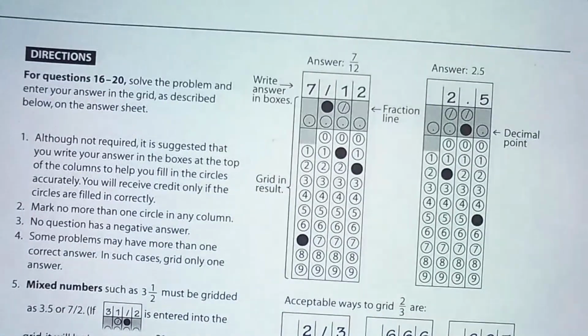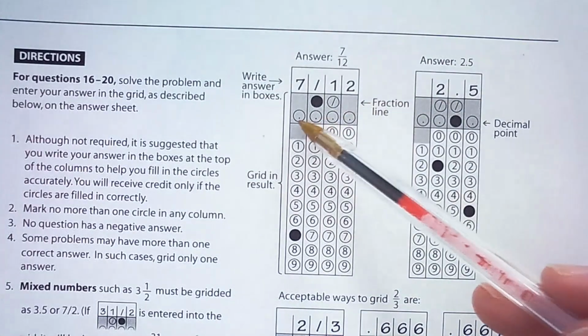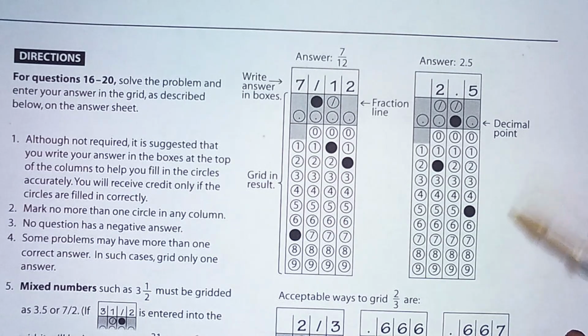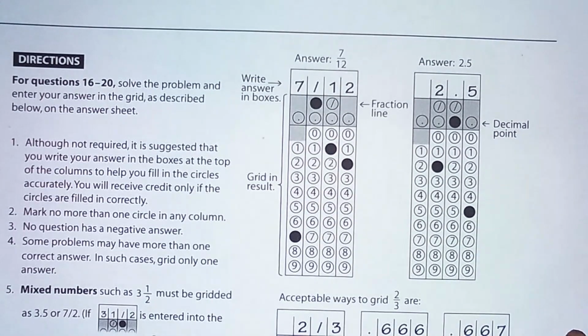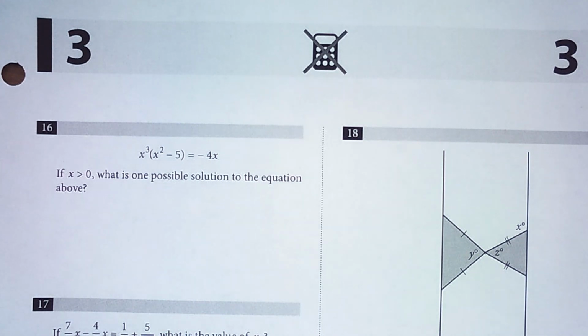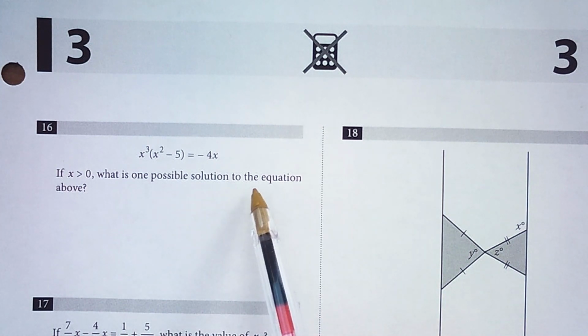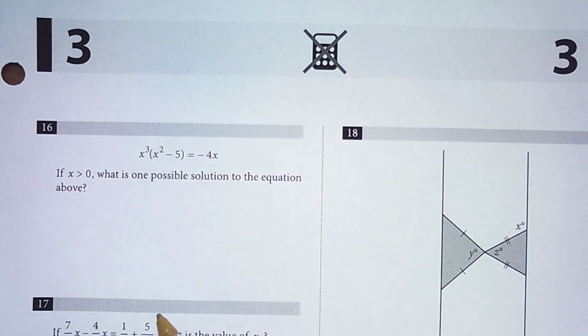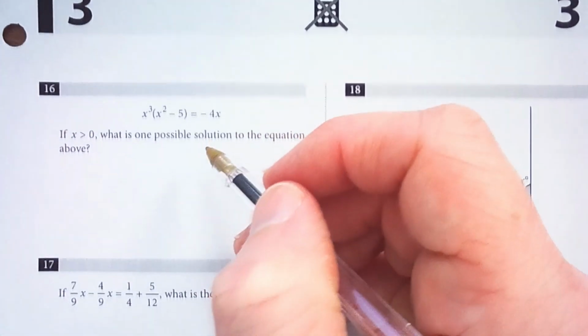Next, we move on to the grid portion. Okay, so on the grid portion, we can use decimals. We can use a slash for a fraction. There are no negatives, so no negative numbers will come up in this free response section. If x is greater than 0, which actually tells us no negatives, what is one possible solution to the equation above? Okay, so my solution has to be above 0.